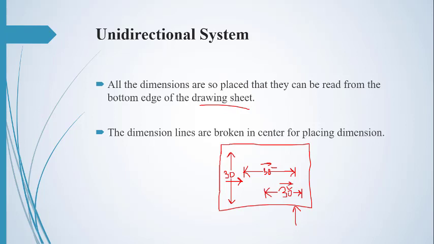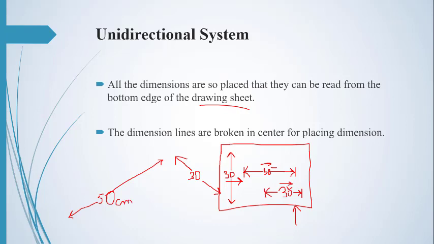If you draw a line inclined, parallel, horizontal, or vertical, however, the dimensioning or the placement of a unit must be of the same direction. For example, here I will also give 50 centimeter, for example.